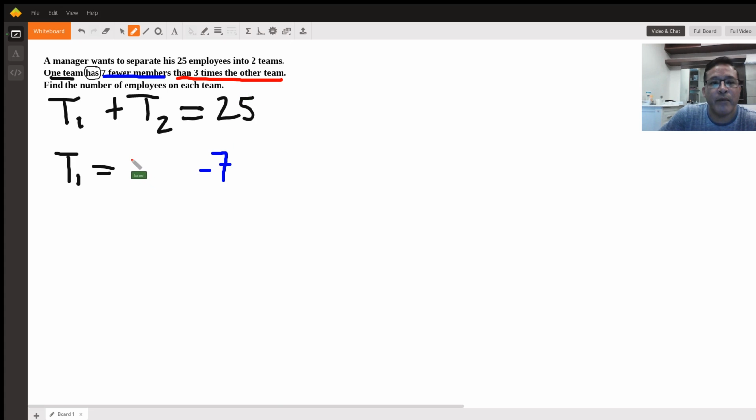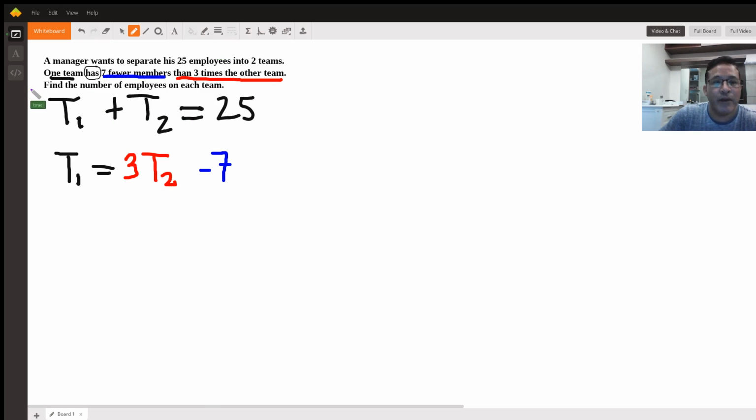3 times the other team, the other team being T2, team 2. One team, T1, has, equals, 7 fewer members, minus 7, than 3 times the other team. So now we have 2 expressions, 2 equations.